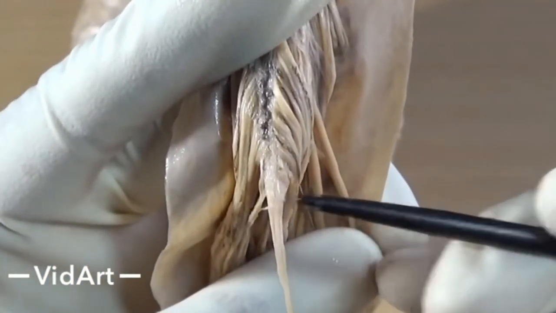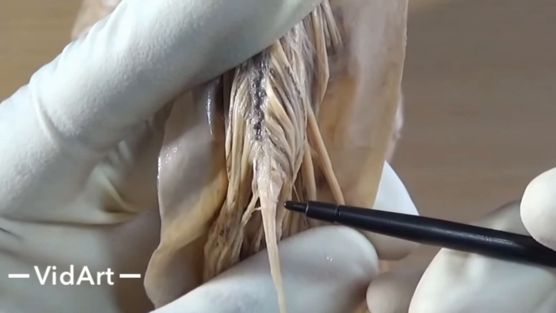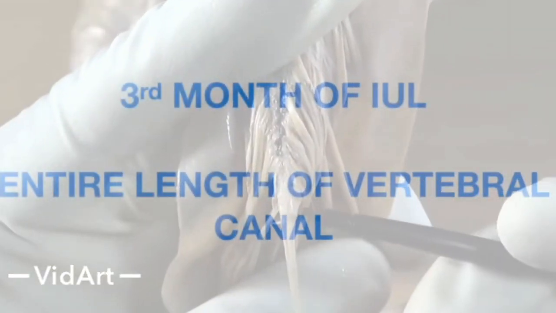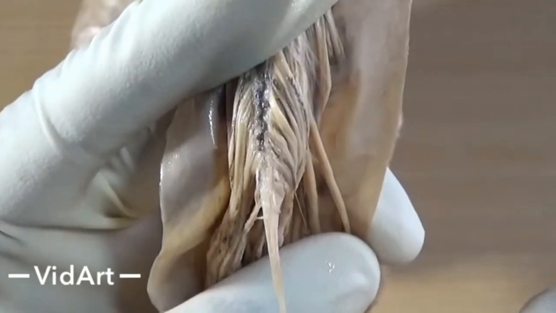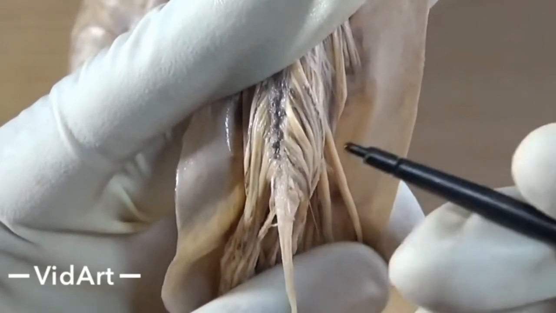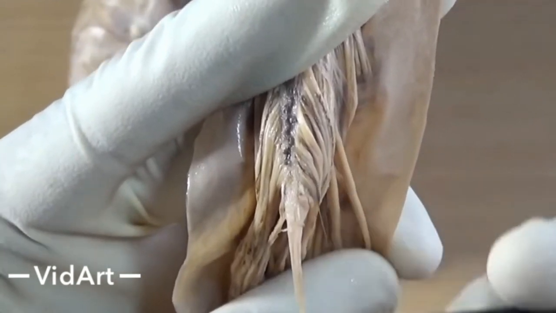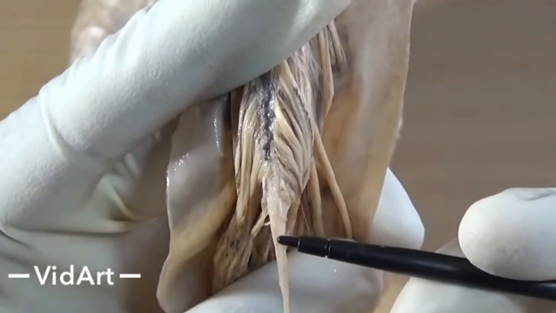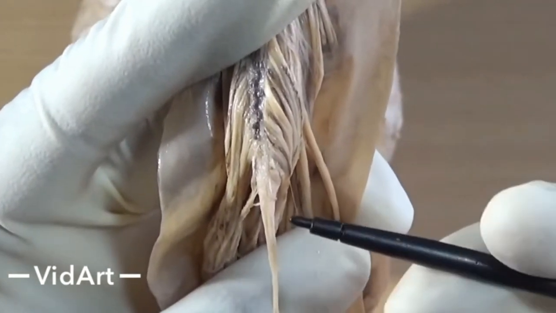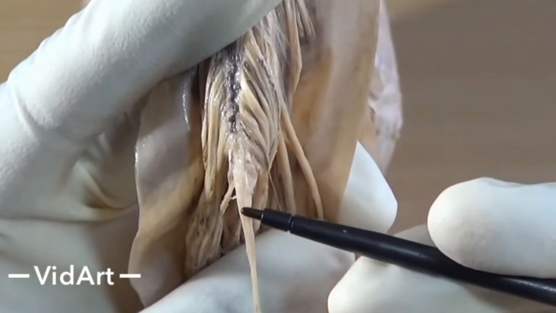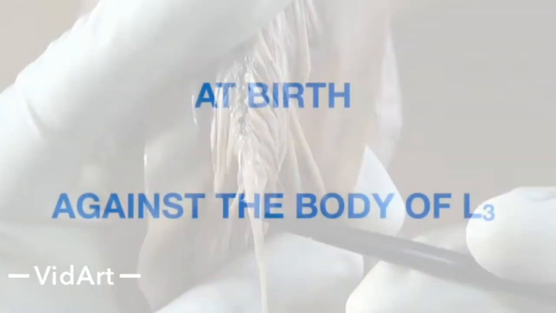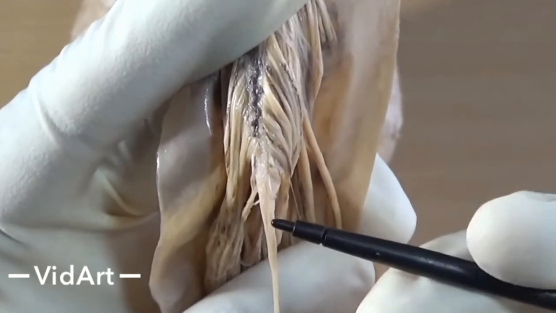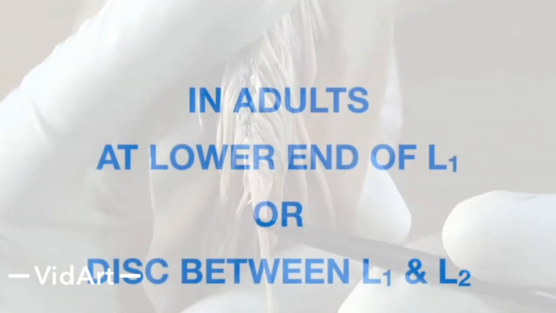Now what is the extent of conus medullaris, or we can say what is the extent of spinal cord? Up to third month of intrauterine life, the spinal cord extends throughout the length of vertebral column. Later on, due to disproportionate growth of the vertebral column and spinal cord, obviously the vertebral column will grow faster as compared to the underlying spinal cord, so the conus medullaris assumes higher and higher position. So at the time of birth, in newborn, this conus medullaris is situated against the body of L3, and in an adult this terminates at lower end of L1 or disc between L1 and L2.